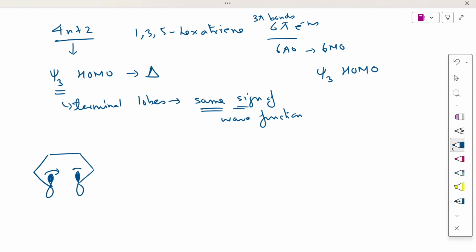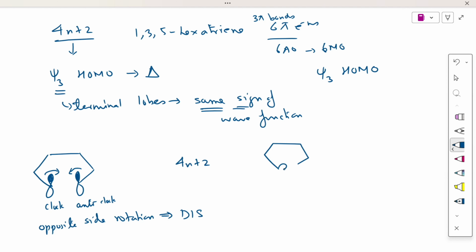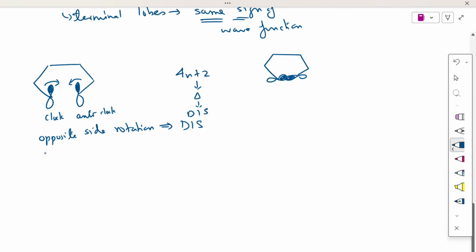So இதை இப்படி உள்ள push பண்ணு, இதை உள்ள push பண்ணு. So என்ன ஆகுது, இது clockwise rotate ஆகுது, இது anti-clockwise rotate ஆகுது இல்லையா. அப்போ opposite side rotation, opposite side rotation அப்படின்னா dis rotation. So 4n+2 system. So now they have formed the bonding. So bonding formed. So 4n+2 system thermal conditionல என்ன நடக்குது? Dis நடக்குது. Okay.